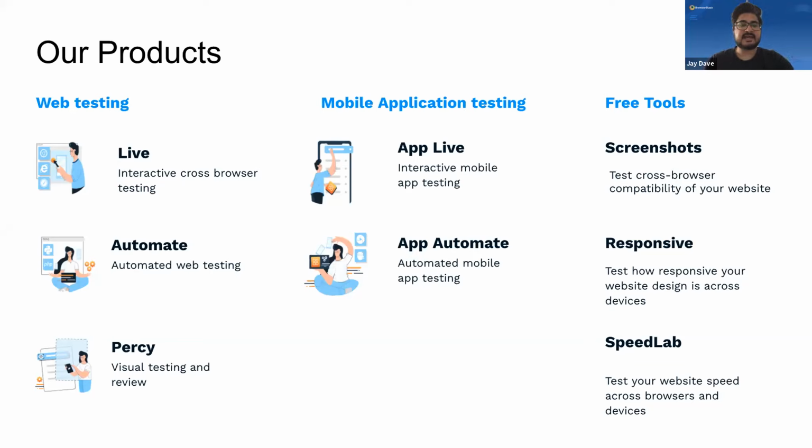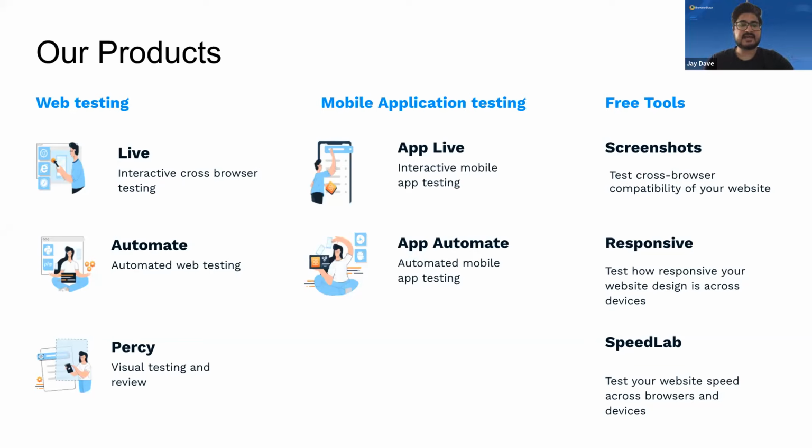Next up, we have mobile app testing, where AppLive is the counterpart of Live. You can use AppLive for manual testing of native and hybrid mobile apps. You can use App Automate to run mobile app automation on real iOS and Android devices using Appium, Espresso, and XCUITest. Lastly, we have this set of free tools.